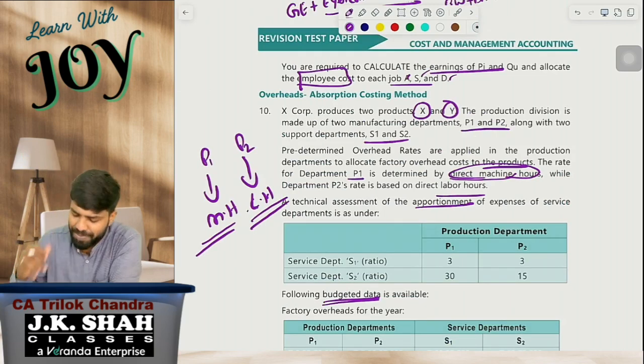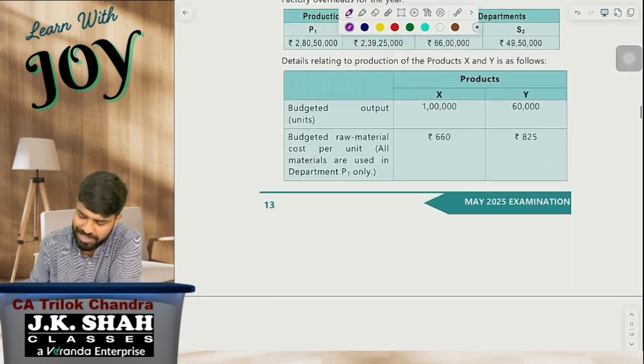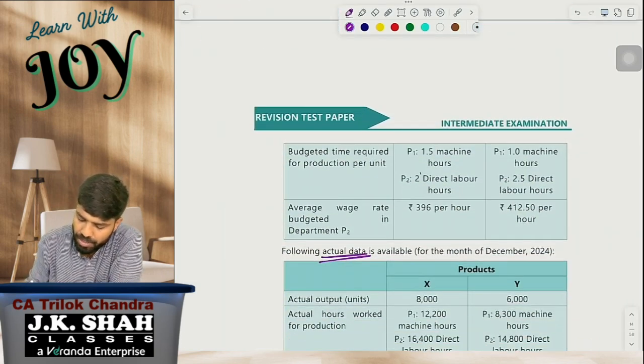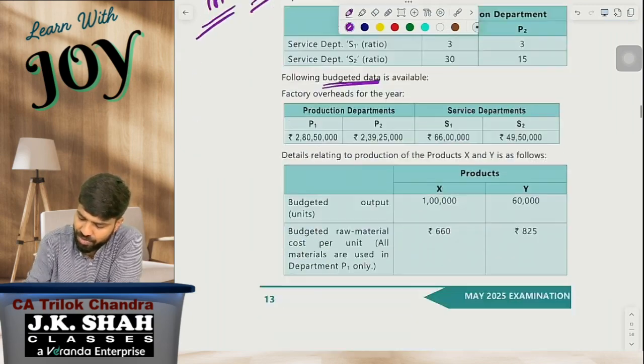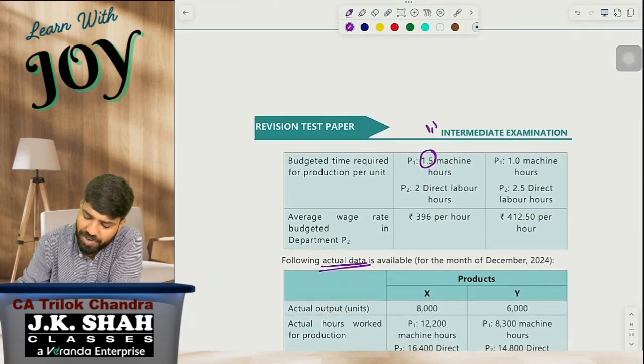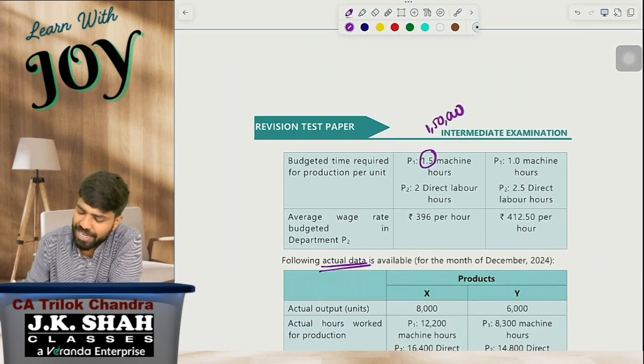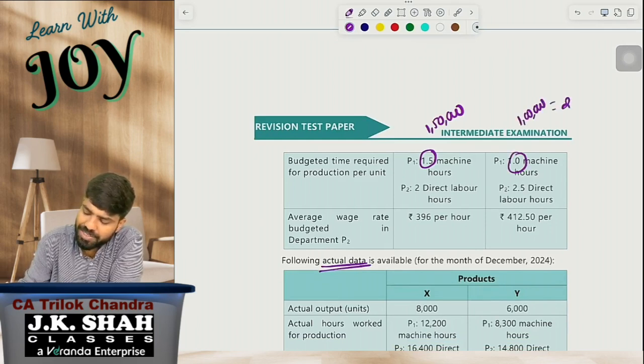We need to know the budgeted machine hours. What are the budgeted machine hours? Listen. First, let me take the budgeted machine hours. Product X is taking 1.5 machine hours into 1 lakh units, so 1,50,000. And product Y is taking 1 machine hour, 1 into 1 lakh, 1 lakh. Totally machine hours is 2,50,000 machine hours.